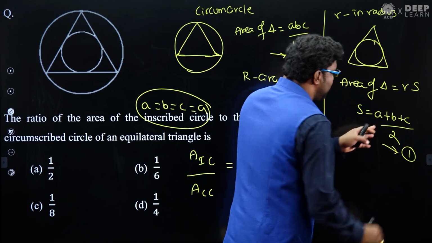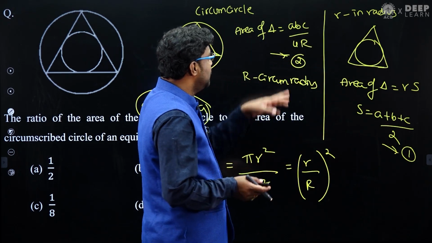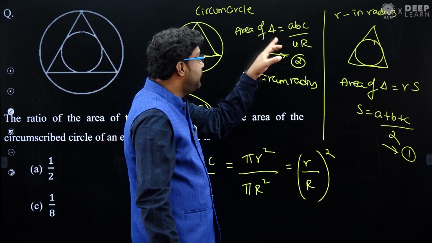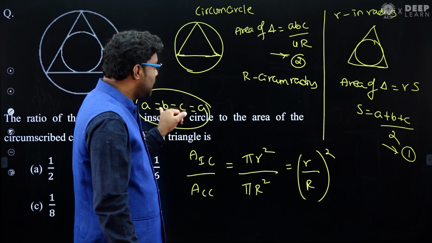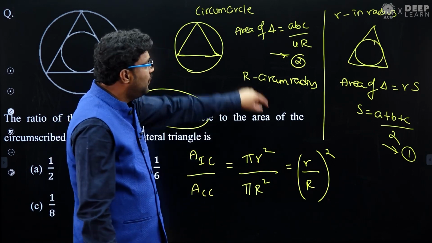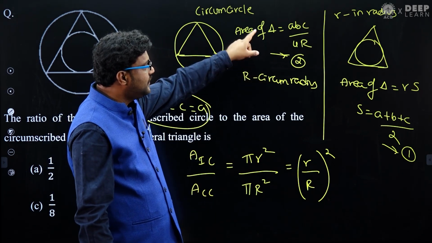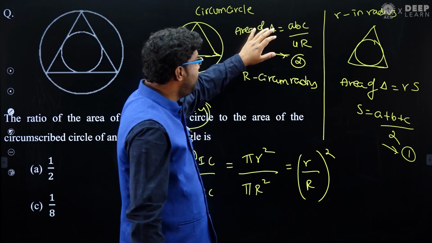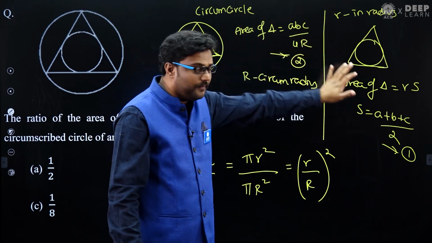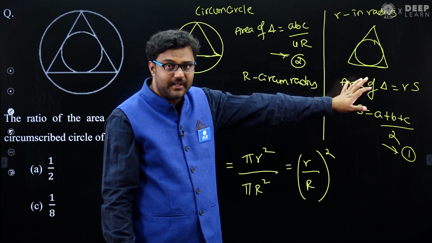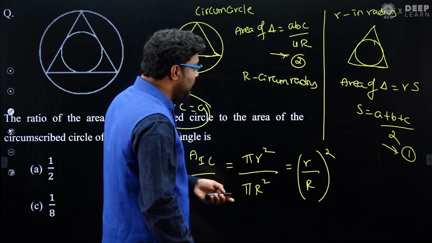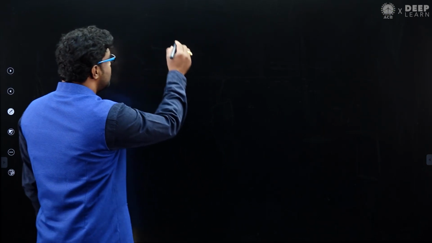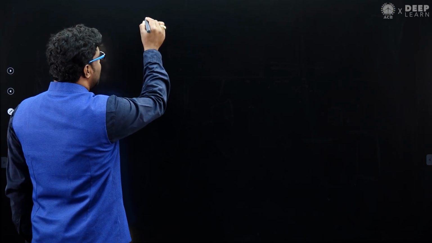S is nothing but a plus b plus c divided by 2. For the area of the triangle, the circumcircle concept is abc by 4R. Here all sides are equal. If you use this information, both are the area of the same triangle, an equilateral triangle. Here we have to know capital R and small r.